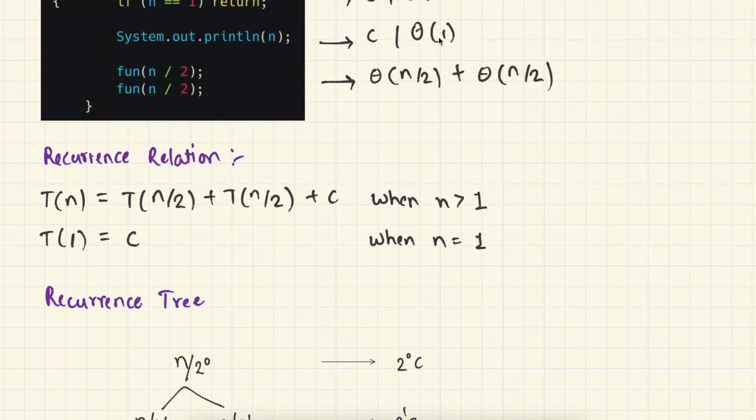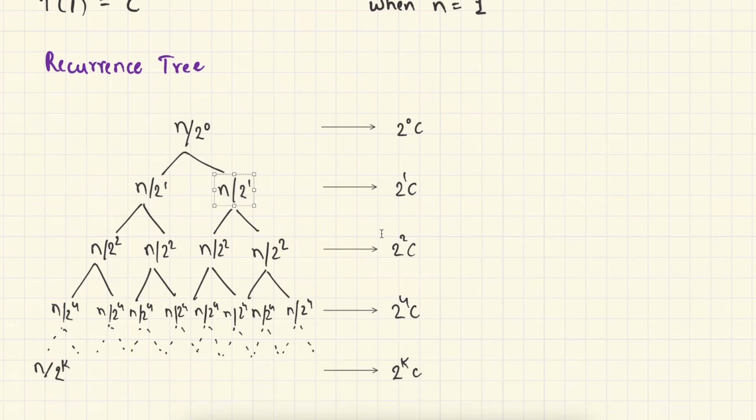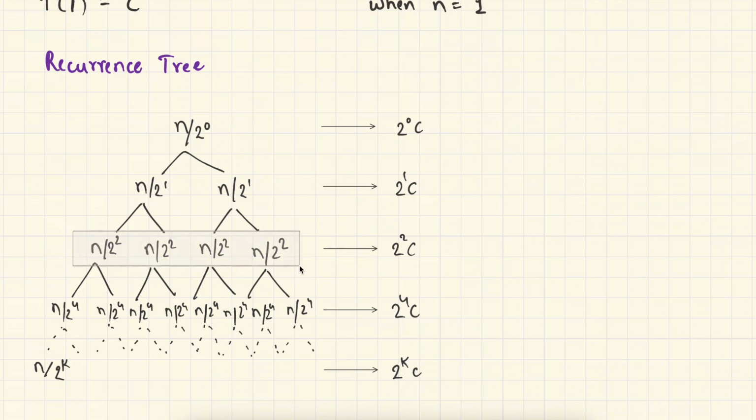How much work? The constant work. Okay, so we are doing constant work here. We can write it as 2 to the power 0 into c at each level. Now at this level we are doing 2 to the power 1 constant work, because we are doing constant work at this call and constant work at this call. So it becomes 2c.